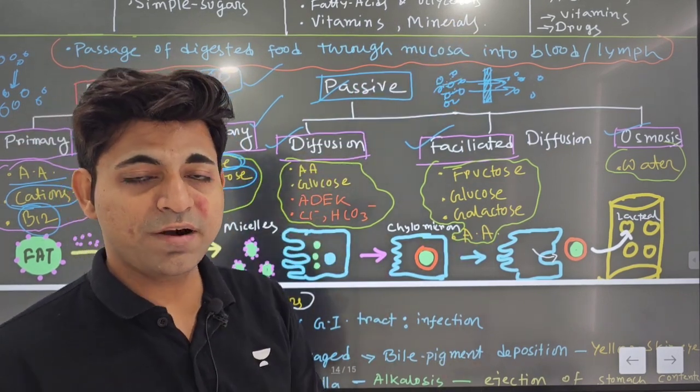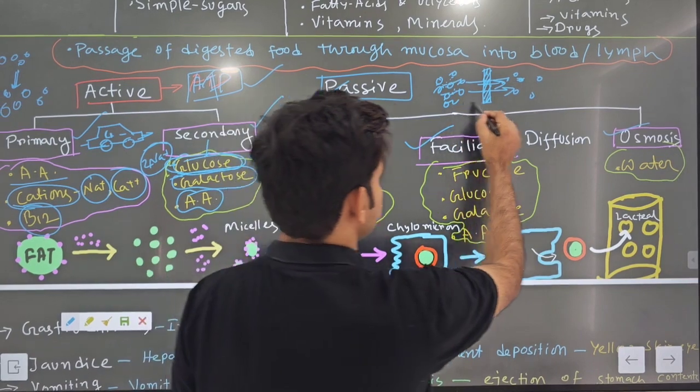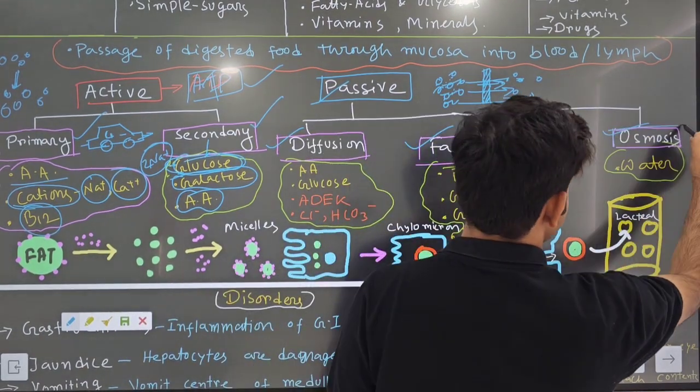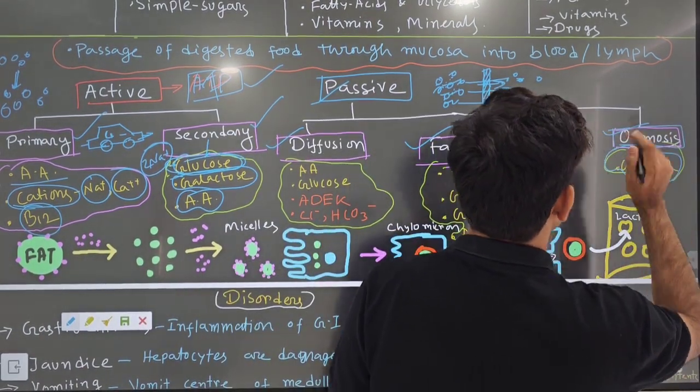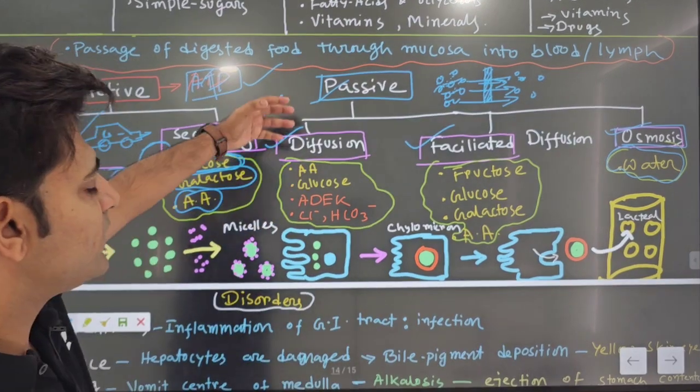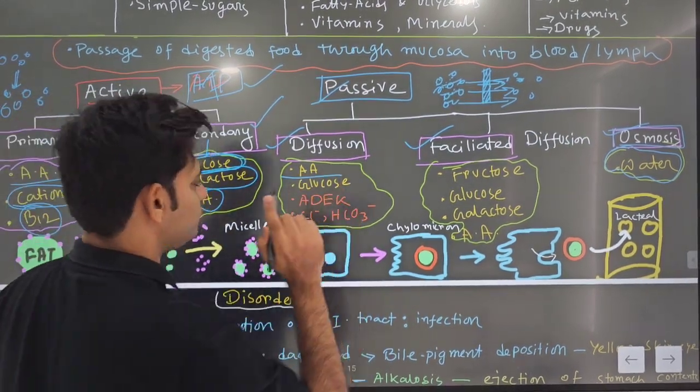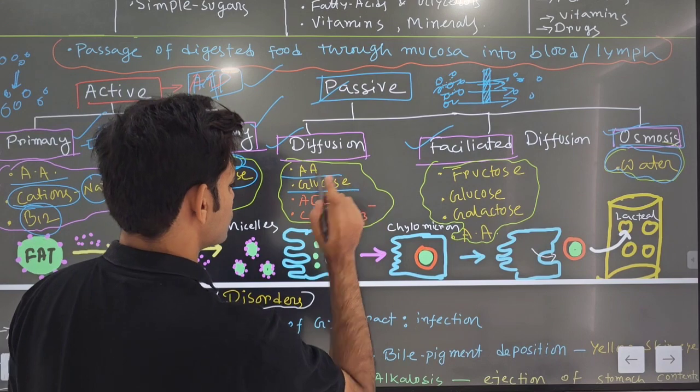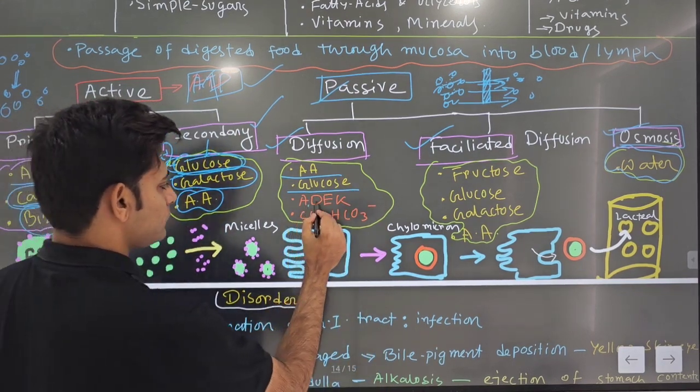Okay, now when solvent particles or water particles move from high concentration to low concentration, that is called osmosis. So osmosis is only reserved for water. Who will be following diffusion? Amino acids will follow diffusion. Glucose will follow diffusion.